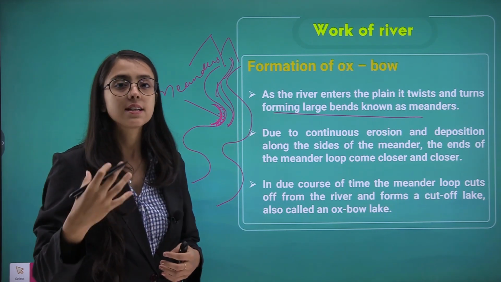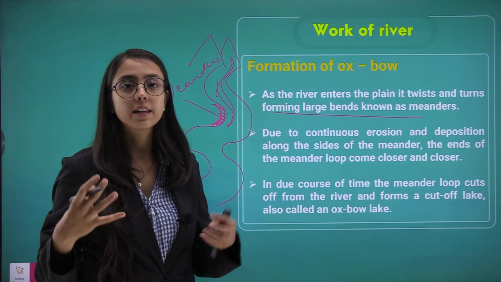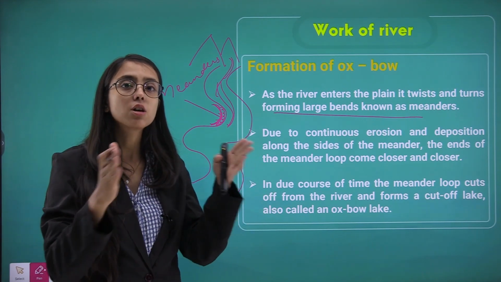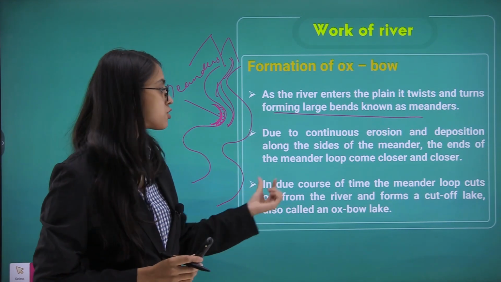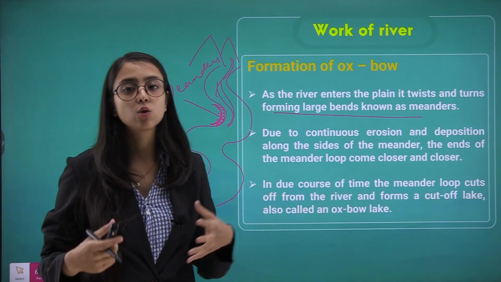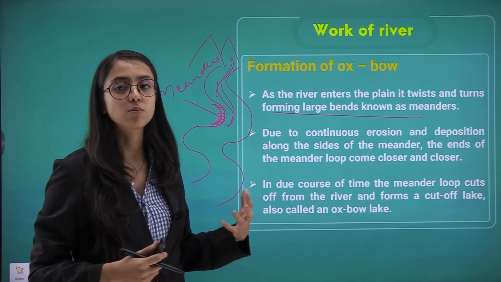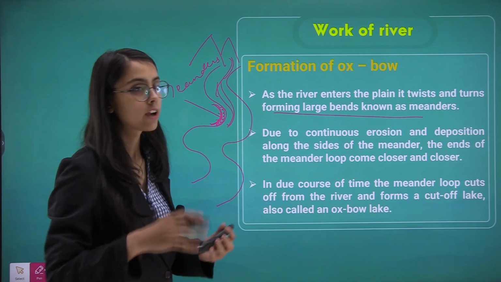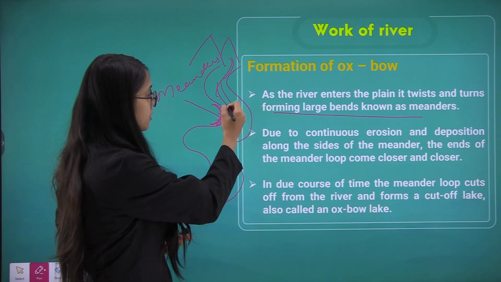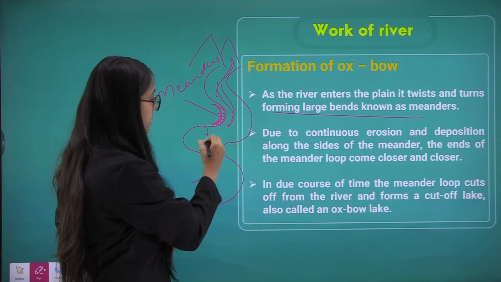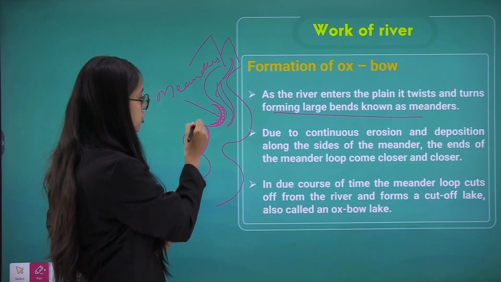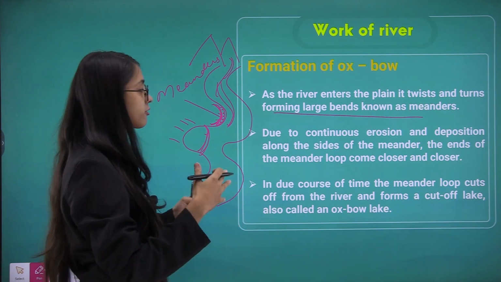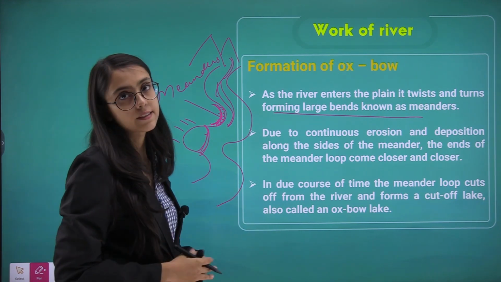So, these bends form meander loops and they come closer and closer. Once a large meander may become a closed meander, it is due to the course of time. The meander loop cuts off and the river forms a cut-off lake. This lake is known as an oxbow lake. For example, if a lot of sediments are deposited here, soon this part of the river will get detached from the river, and it will form a lake itself.